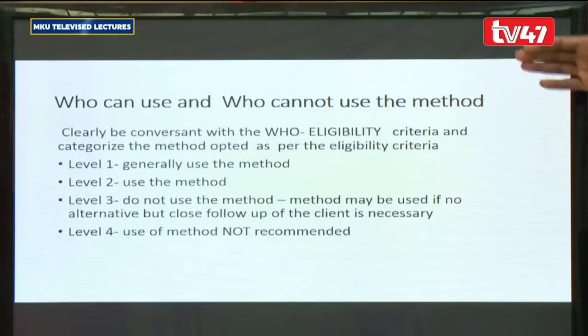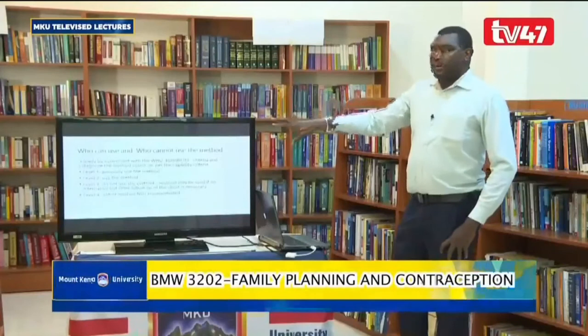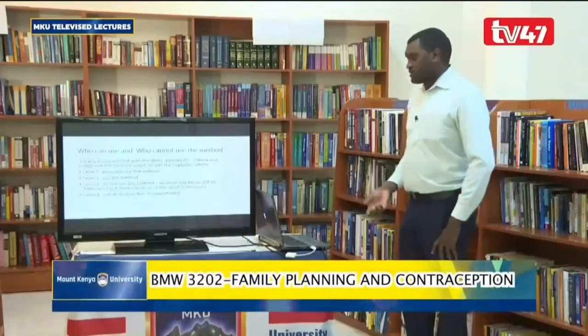So at least from level 1 and 2, use the method. Level 3 is relative. You can use the method, but level 4, never use that method. So it is you as a healthcare provider to know whether this client is eligible for that method. And that's where, during the counseling, you can tell the client, I've refused to give you this method depending on your medical state, and if I give you this method, it will do this, and this will interfere with your health. So it is very important to know the WHO eligibility criteria, so that we also guide our clients when they are seeking health services.